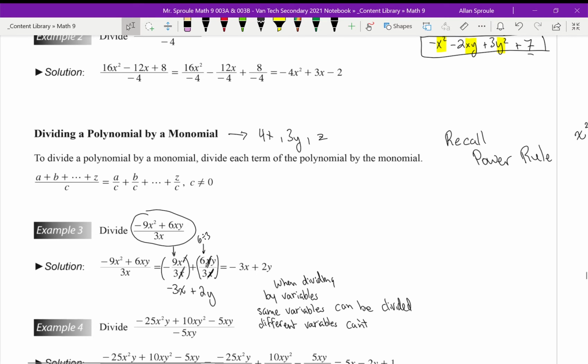To show a different example, a more spicy one, let's go 40x squared y squared z minus 10x squared yz plus 30xy squared z, and then lastly 10xyz squared. And we're going to divide by 5xyz.